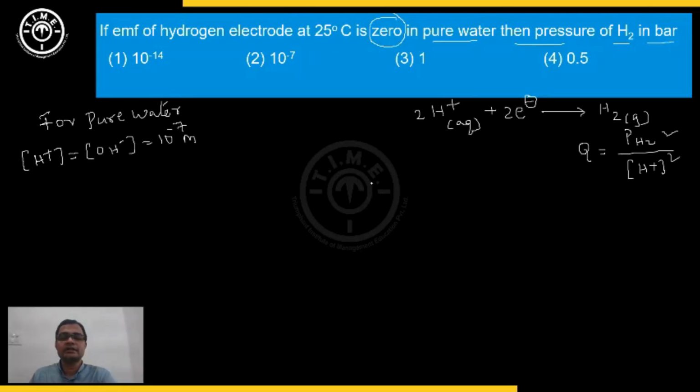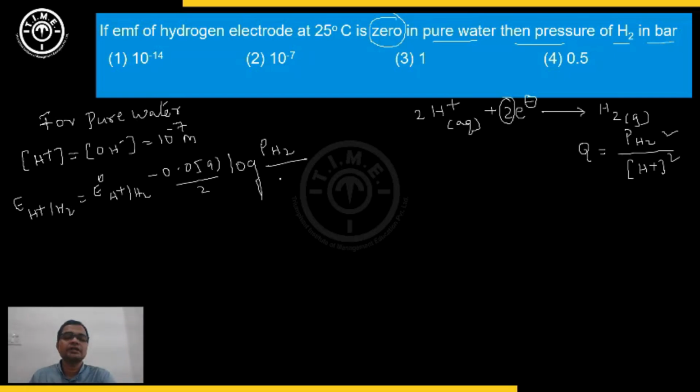Now apply the Nernst equation. What will you get here? E for H+ ion to H2 is equal to E naught for H+ ion to H2 minus 0.0591 divided by the number of electrons transferred. Here it is what? 2 electrons are transferred, so n is equal to 2. And log of the partial pressure of hydrogen divided by the H+ ion concentration, 10 to the power of minus 7, whole square.